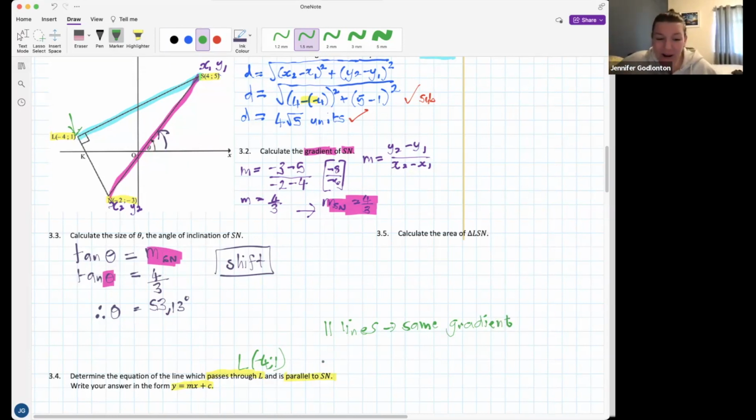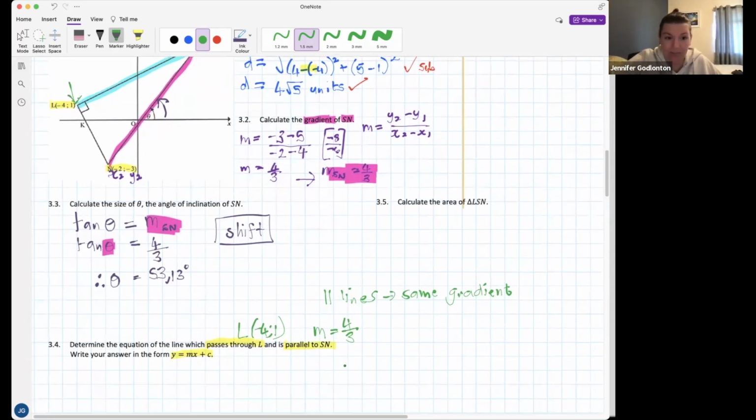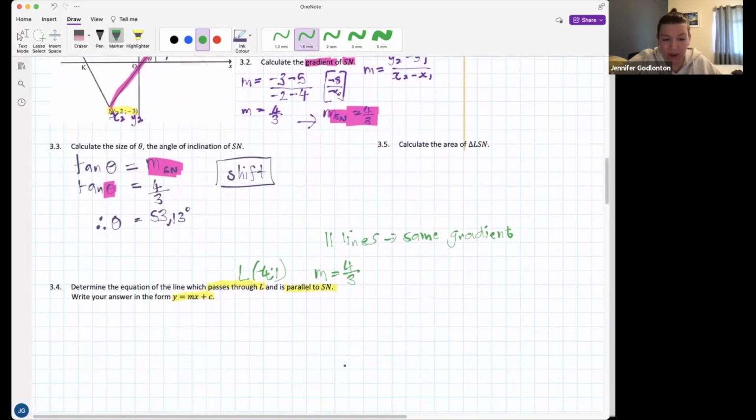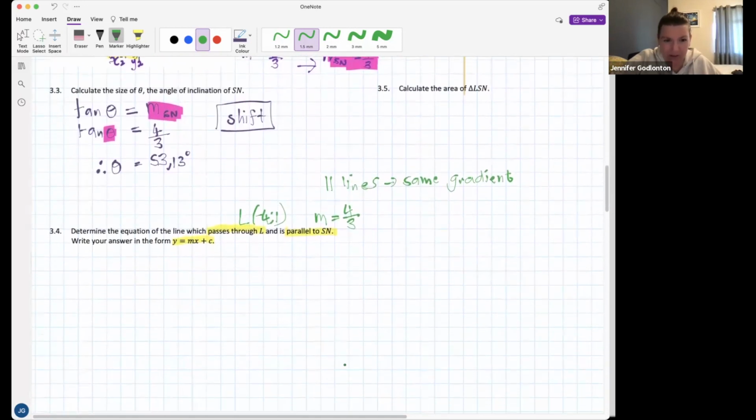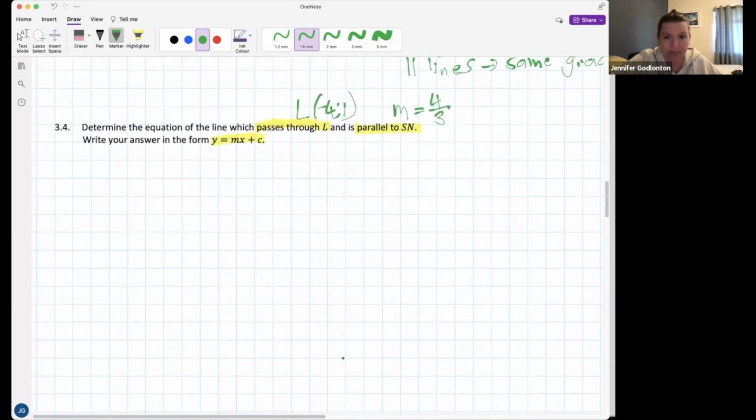Okay, parallel lines equal same gradient. So if we know it's parallel to Sn, we know that our gradient is going to be 4/3 because we've already calculated that. Again, remember, in analytical geometry, what we've done before helps us later. Okay, cool. So we actually don't need our picture now because we have all the information we need here. Let's zoom in a little bit.